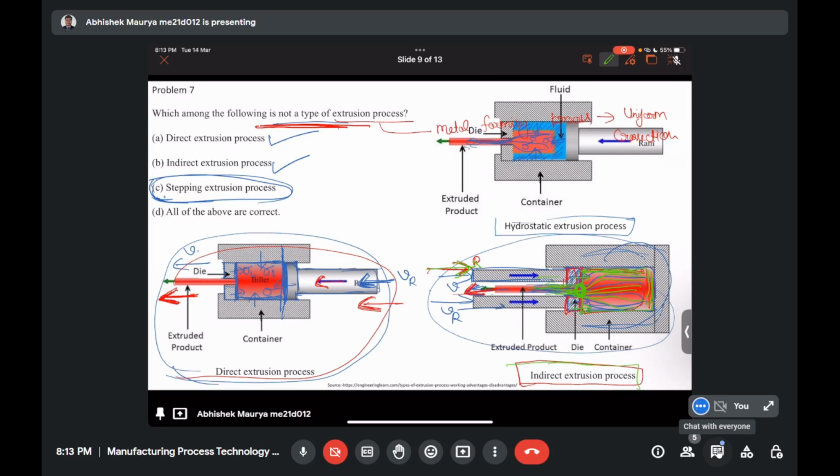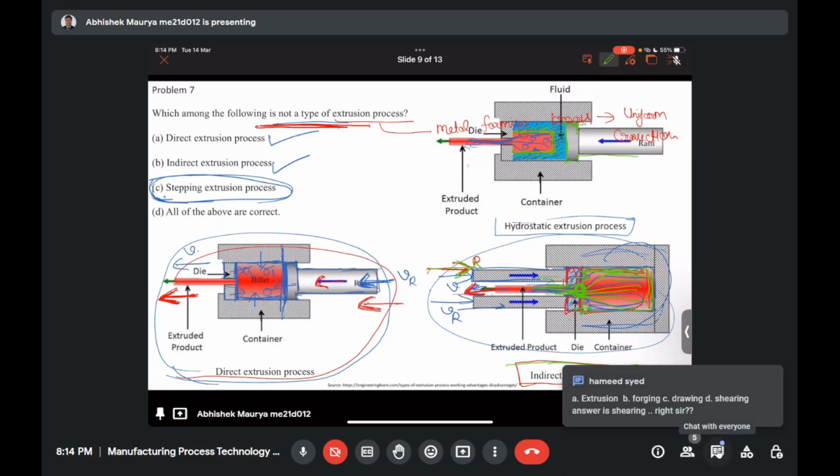And the last one is the hydrostatic extrusion process. In earlier cases, if you see, we were pushing the billet directly with the ram, but in this case we are not pushing the billet with the ram. There is a layer of fluid in between the billet and the ram, and we are pushing the liquid, and this liquid applies the hydrostatic load to the billet. Basically, this liquid is squeezing the billet material, and because of this compressive load, the billet is moving outside.